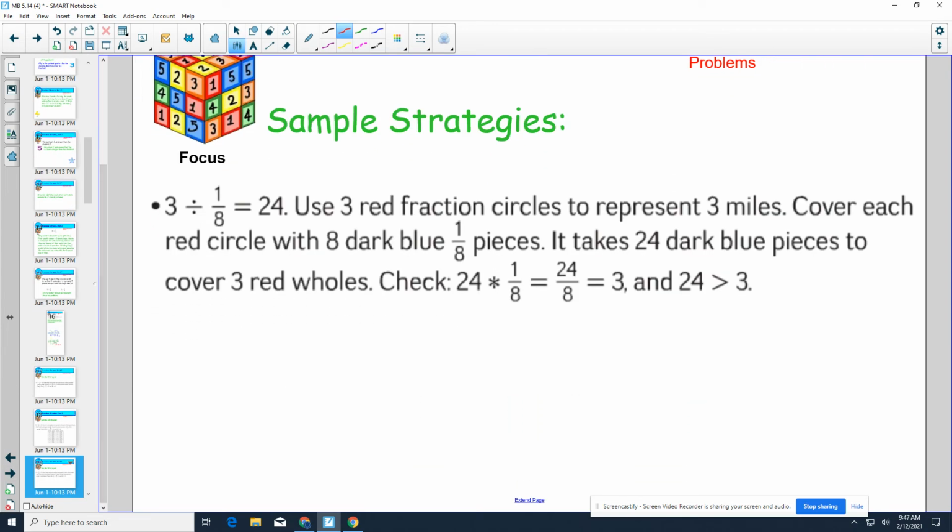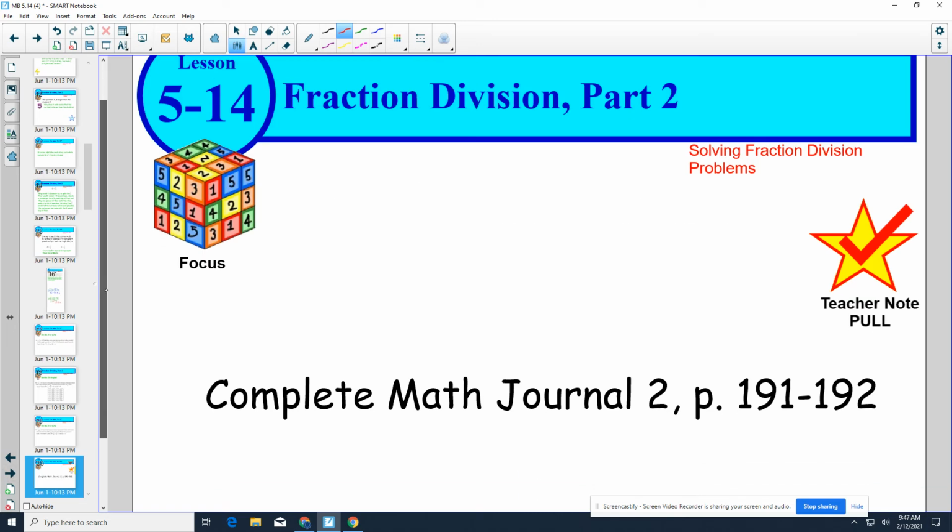I could also say 3 divided by 1/8 equals 24. I could use red fraction circle pieces to represent 3 miles. I could cover each red circle with 8 dark blue 1/8 pieces. It takes 24 dark blue pieces to cover 3 red holes. I'm assuming most of you don't have fraction circles at home, but that is a strategy that you could use.